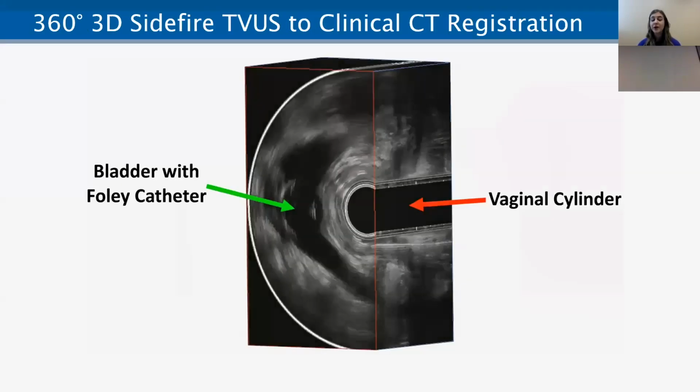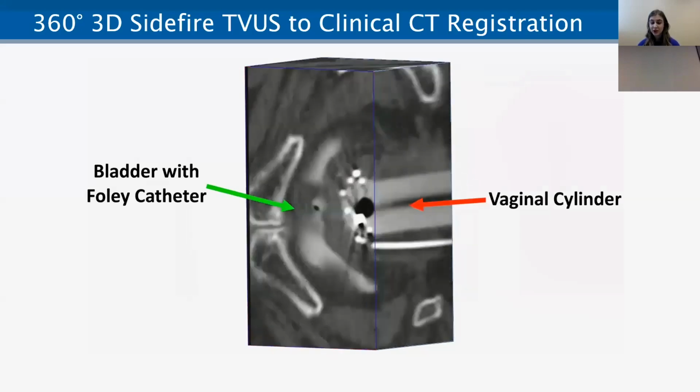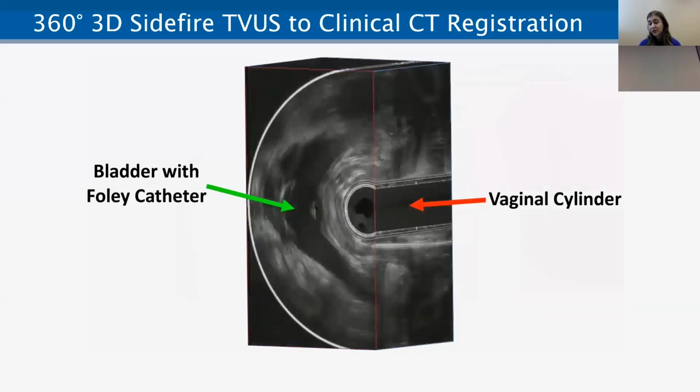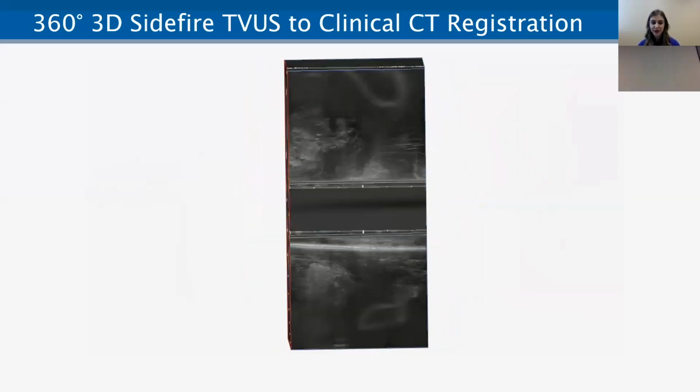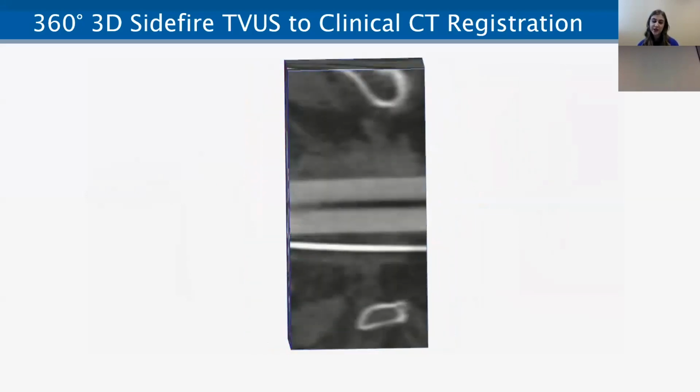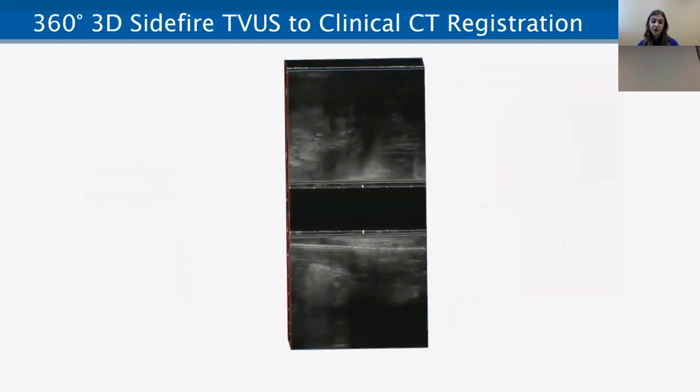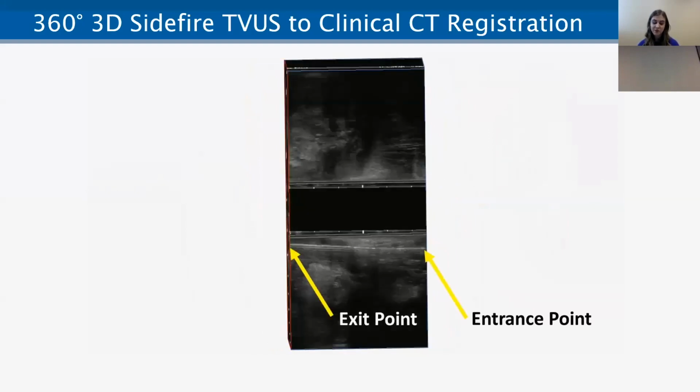And so again, we took our 3D ultrasound image and we aligned it to the current clinical CT image. And so here you see those blending in and out together. And in the center, you see the vaginal cylinder with 1 needle visible in this image. And so for each needle, we selected the first and last point along the needle path that was visible within the image. And we called these our entrance and exit points.